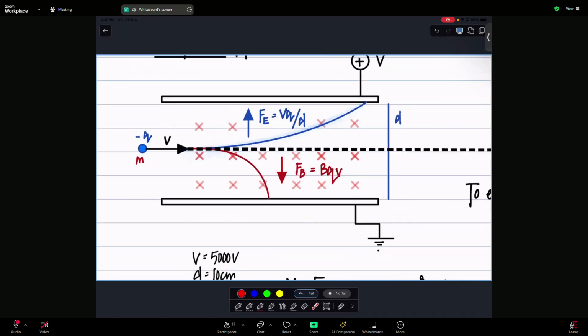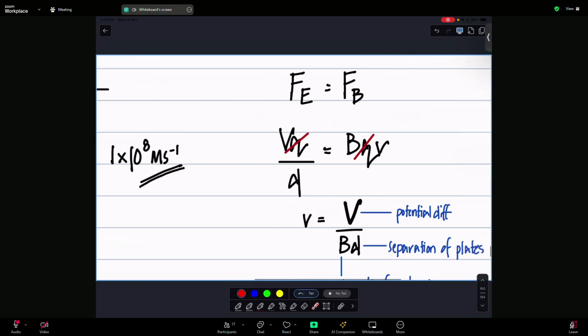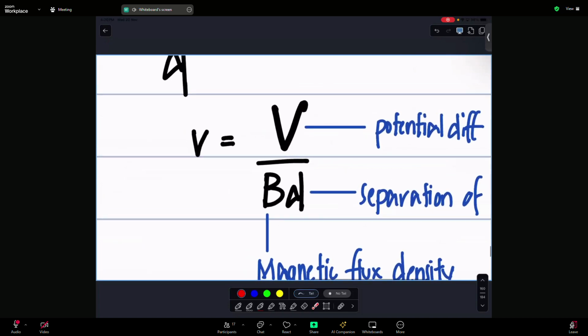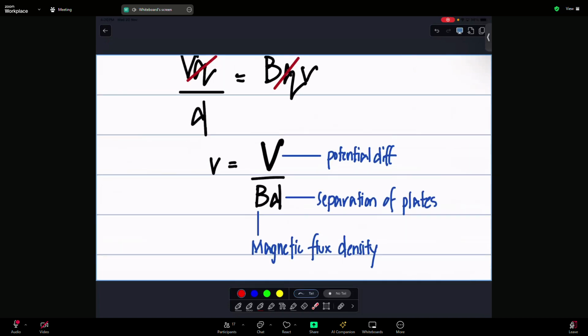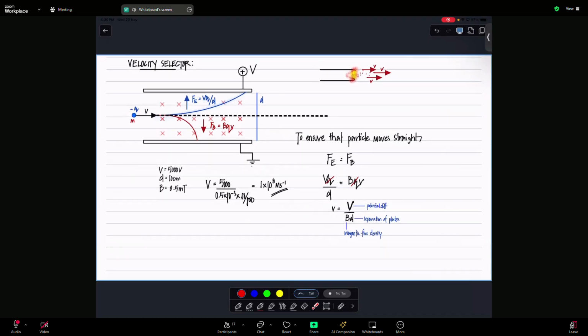No, because if this were a positive charge, let's try to think about it. If this is a positive charge, which way will it deflect due to the electric field? Downwards. But then which way will it deflect due to the magnetic field? Upwards. And eventually, because the magnitude of the charge has no role to play here, it just goes straight through. No problem, right? Okay. So it literally does one thing and it does it very well. What is it? Selects the velocity for you. Okay.